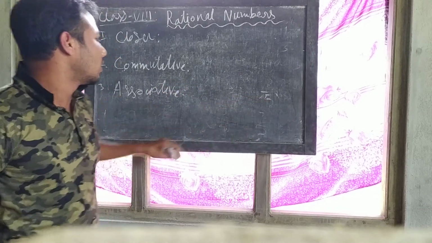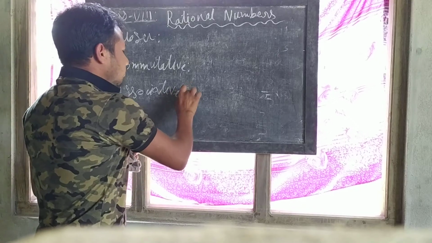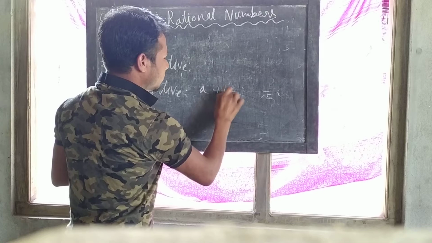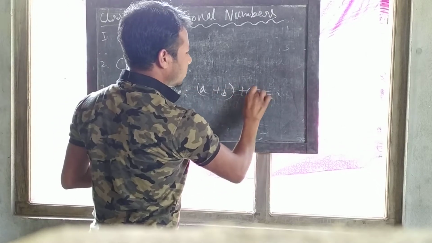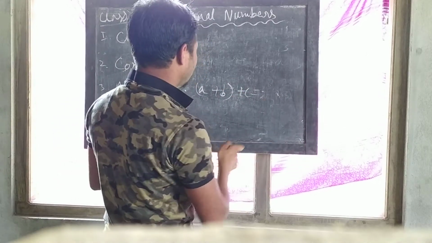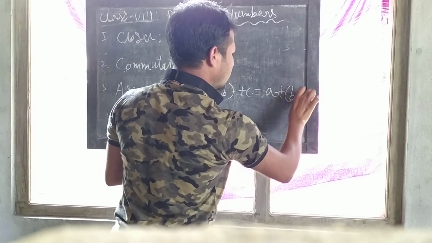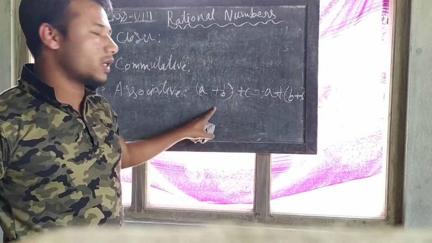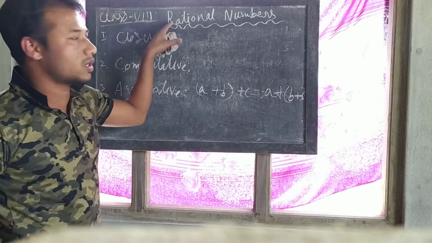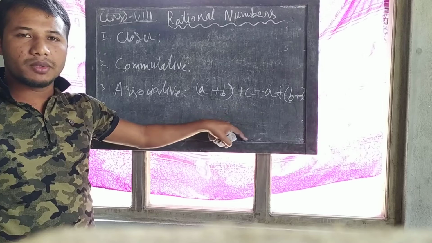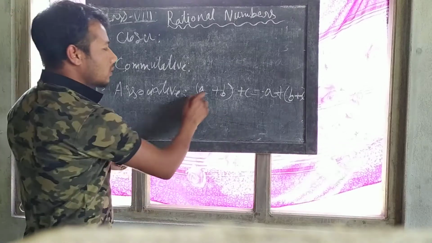Associative property. For addition, suppose (a + b) + c equals a + (b + c). If this condition holds for addition, then we can say that rational numbers are associative with respect to addition. For multiplication, there will be multiplication. So you can check.